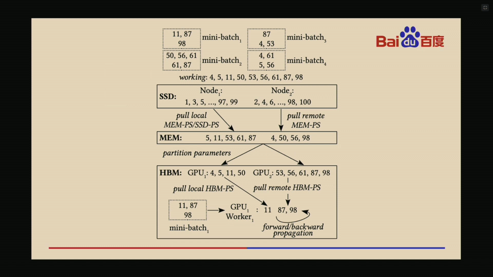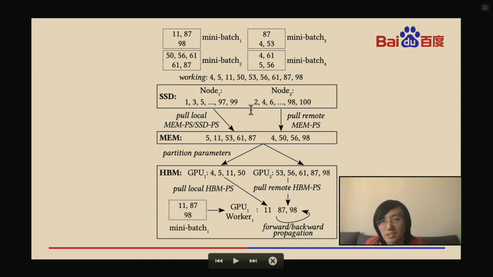So let's see a concrete example. Consider we have 2 nodes here, and say all the parameters with the odd ID are stored on node 1, and all the parameters with the even ID are stored on node 2. So we have 4 training mini batches, and say we first identify the working parameters. It can be the union of all the required parameters in each training mini batch.